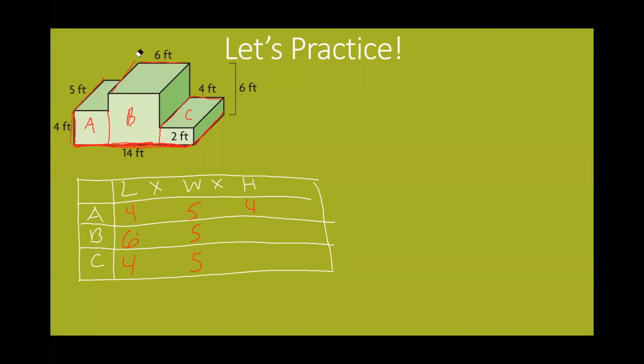Do you see the height for B? Well, from bottom to top, it says it's 6 feet. So B is going to be 6 feet. But C isn't 6 feet. What would C be?